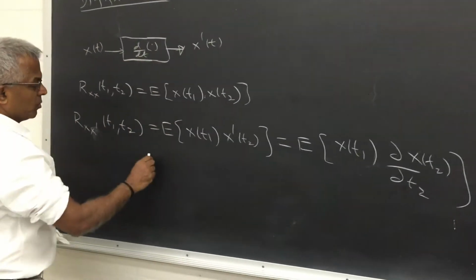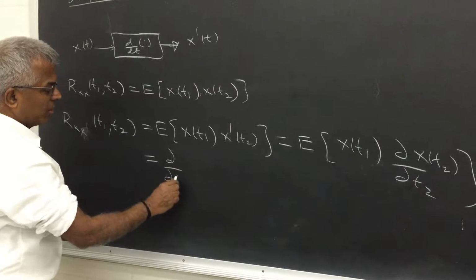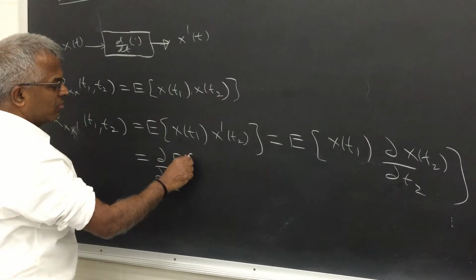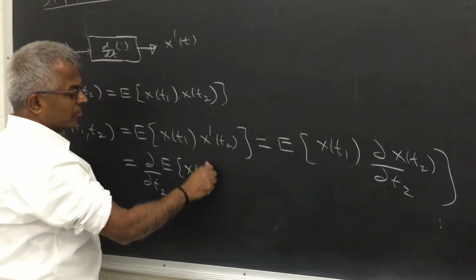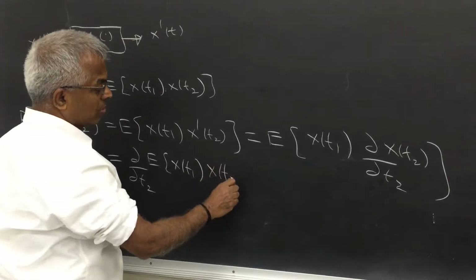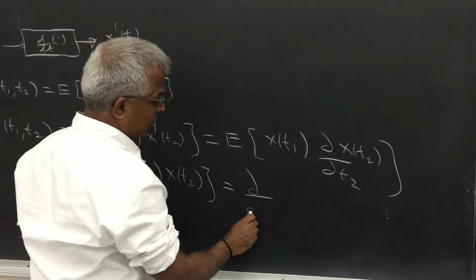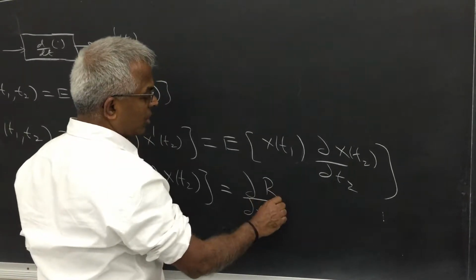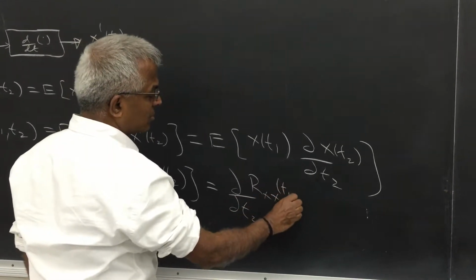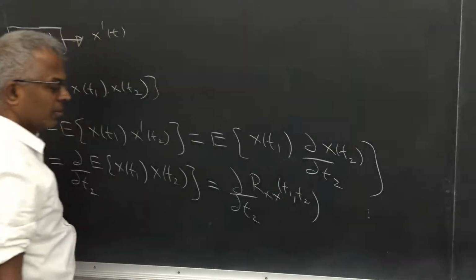So if you pull the derivative outside, you get d by dt2 of the expected value of x(t1) x(t2). But this is R_xx(t1, t2). So this is d by dt2 of R_xx(t1, t2).